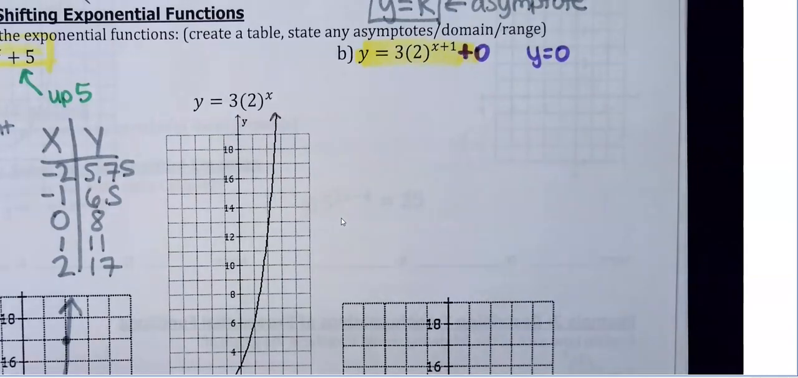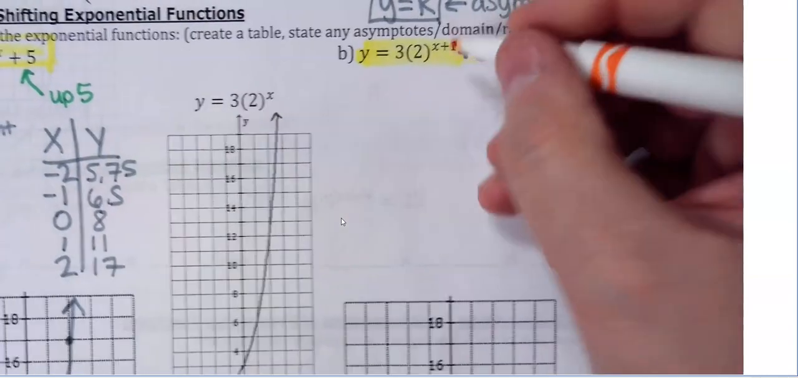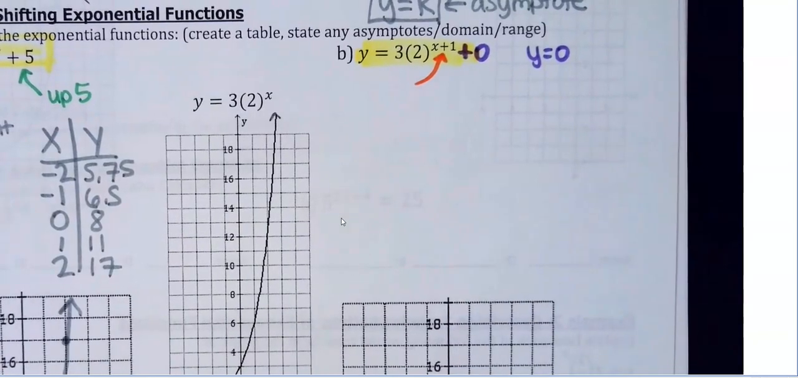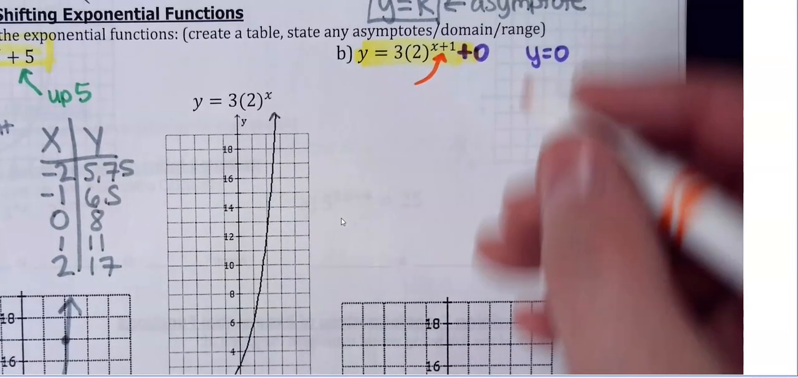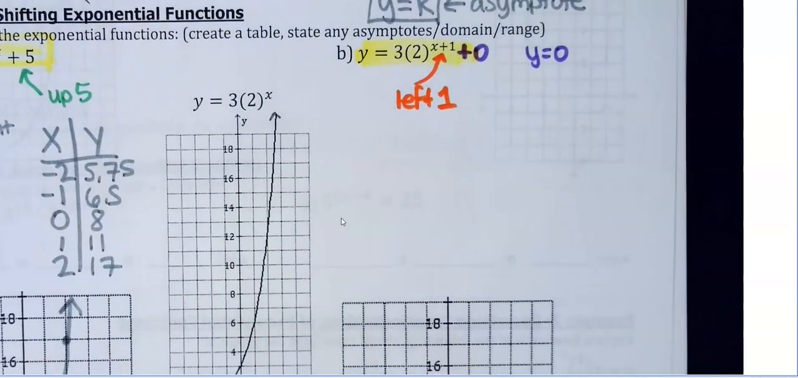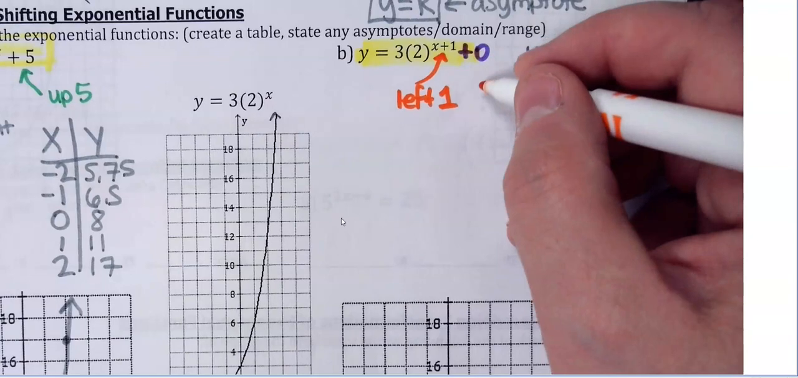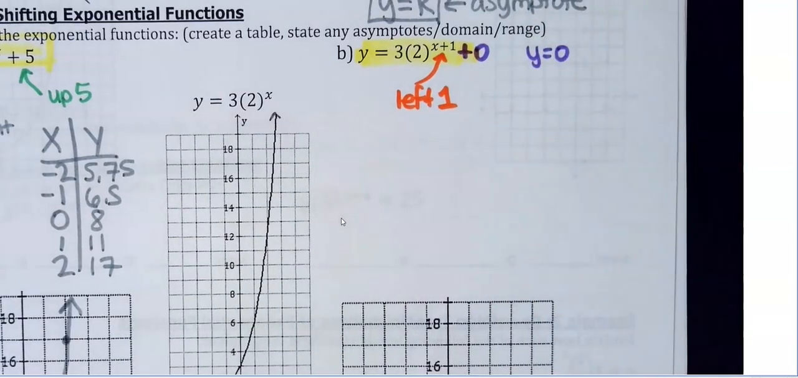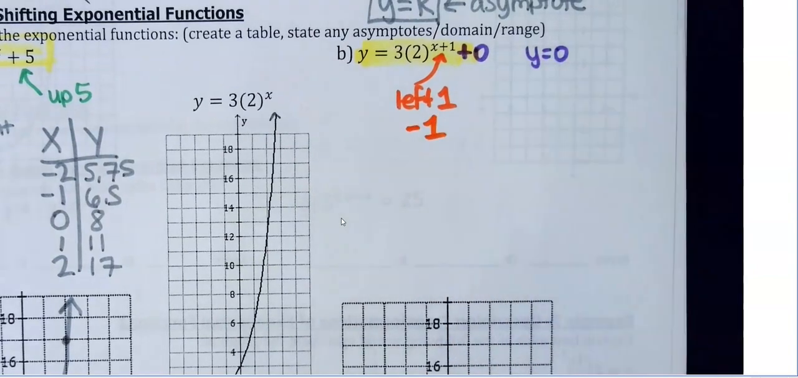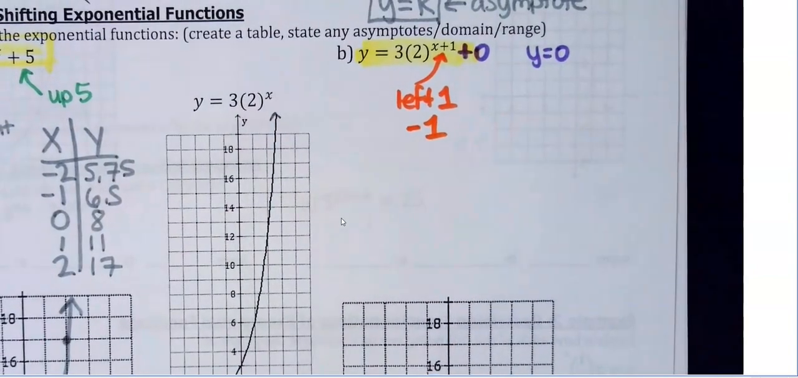Now, this is a little bit tricky here. Remember what I was telling you at the top, when it's with the x, it's actually the opposite of what it looks like. And so this is actually going to go left 1 from this original graph. All right, and so the other thing I want to tell you here, when you make your table, I'm going to take everything and go to the left one, so that would correspond to the -1 that I just jotted down there.